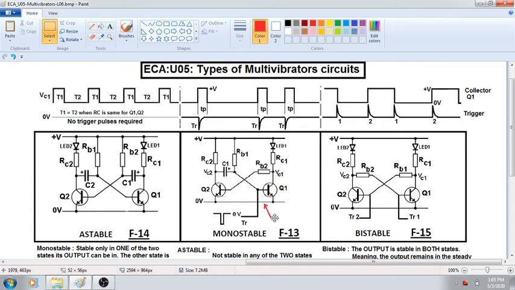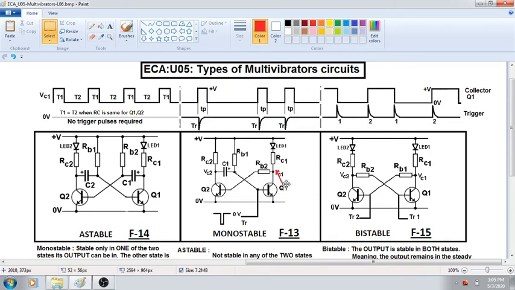So in this case you can see when the base is going negative, Q1 collector is going high, so naturally a lot of current will go through the Q2 transistor and this transistor will go into saturation and the collector will suddenly go to 0. When this goes to 0, the base also drops by the same amount and this will become negative. It will continue to be at negative voltage. So the Q1 collector will continue to be high.